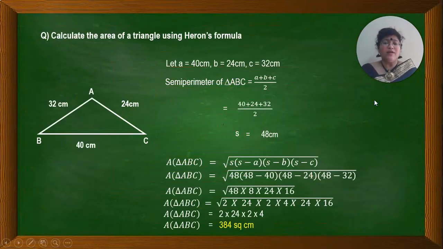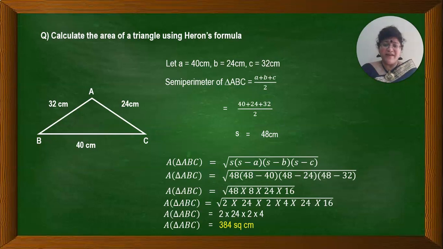Now, calculate the area of a triangle using Heron's formula. So here I've just cited an example as to how you use Heron's formula. This slide is for those who have not understood how to use Heron's formula or when to use Heron's formula. You will use Heron's formula when the three sides of the triangle are given to you. So AB, AC and BC are given.